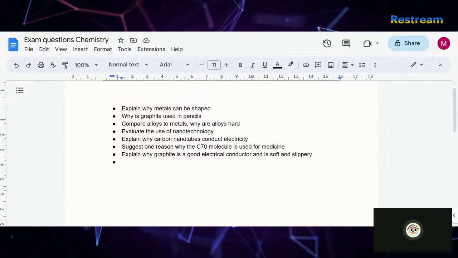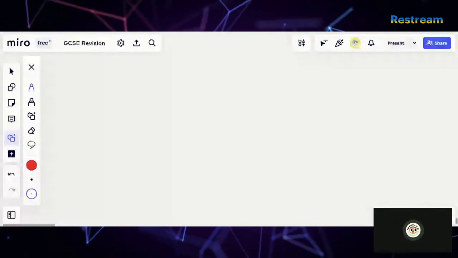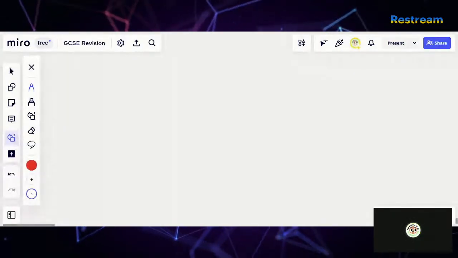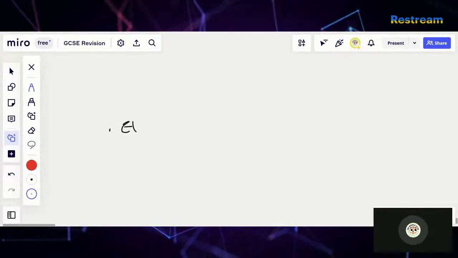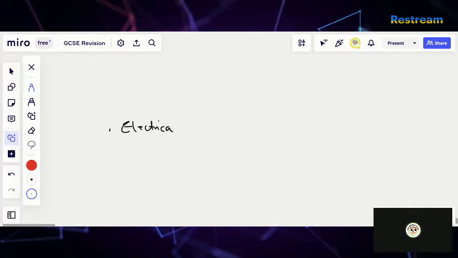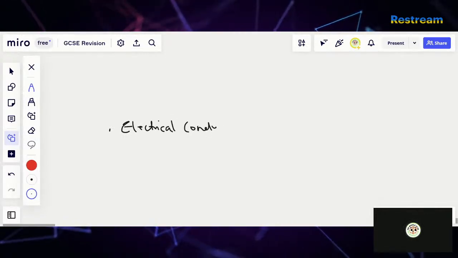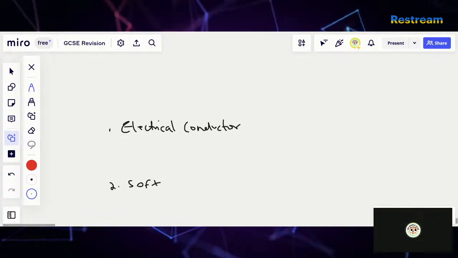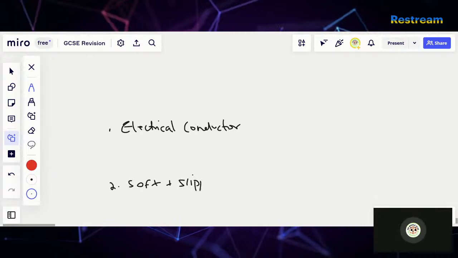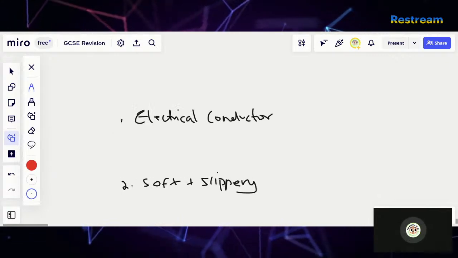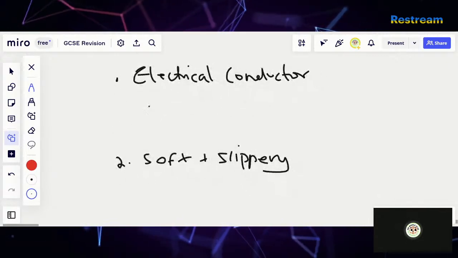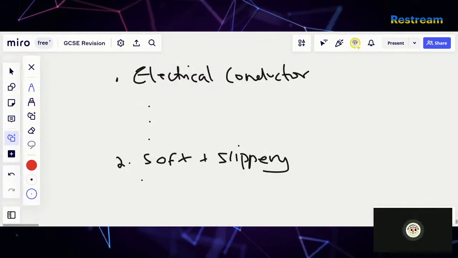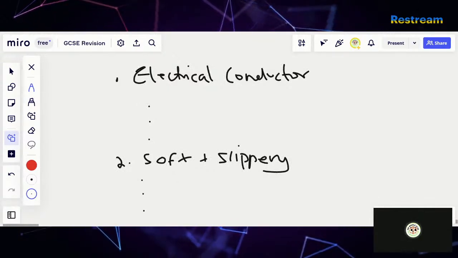So when answering this question, let's break it down into being an electrical conductor and then being soft and slippery. Now, the more you can break down a 6 marker for any of the sciences, the better it is, because then the more you're getting common points to answer the mark scheme with.